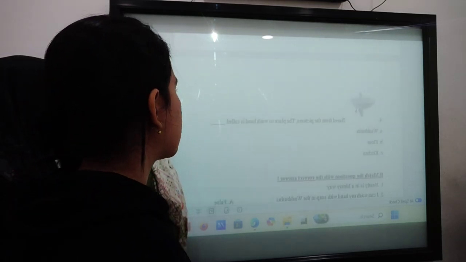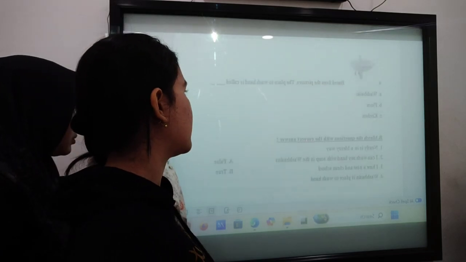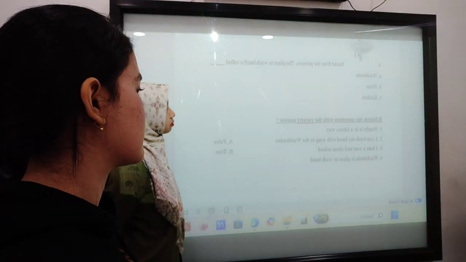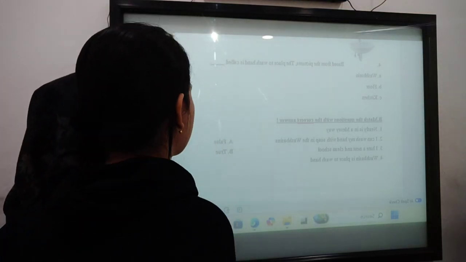Number 4, best from the pictures, the place to wash hand is called. The answer is A, wash basins. Yes. Neatly is in a messy way.